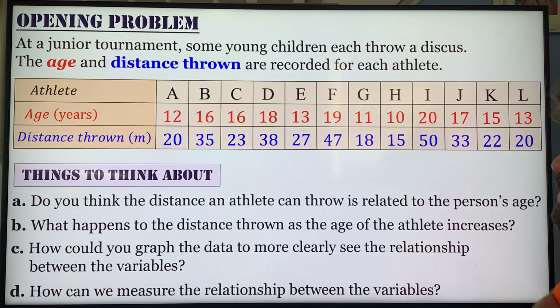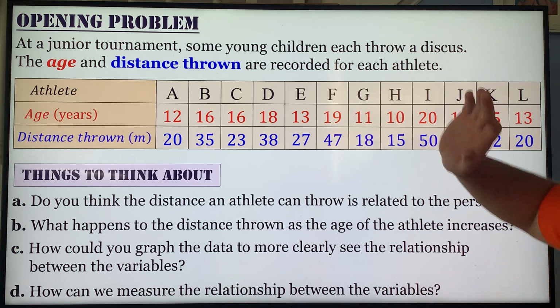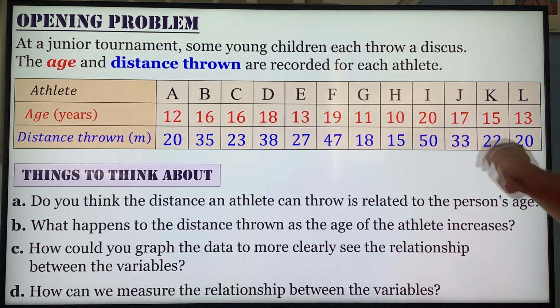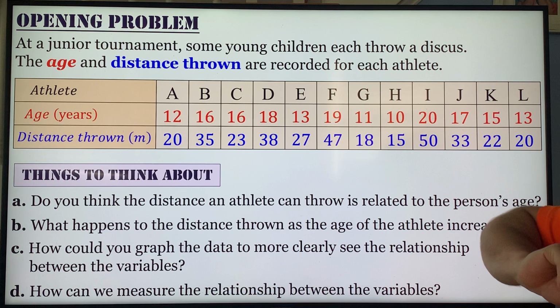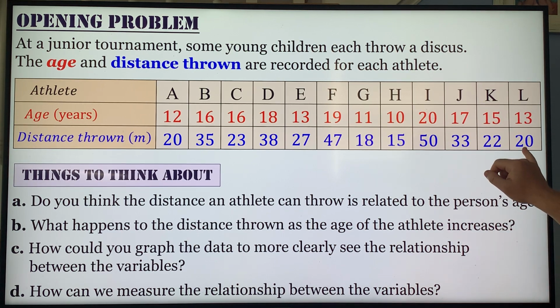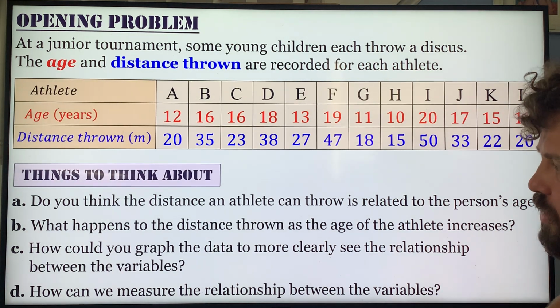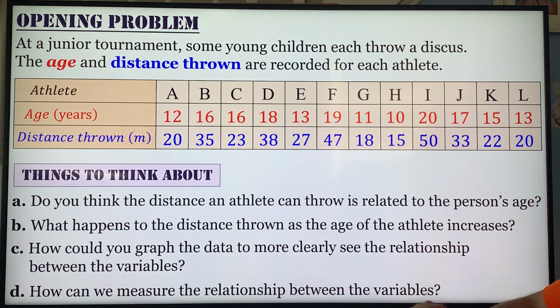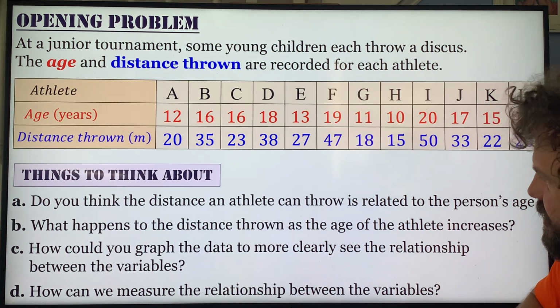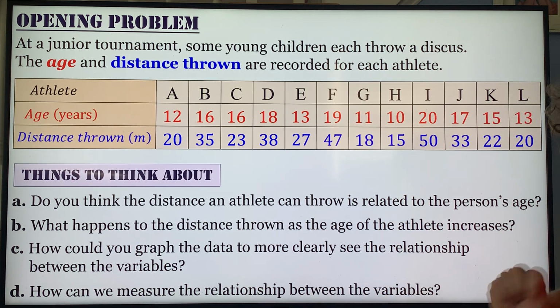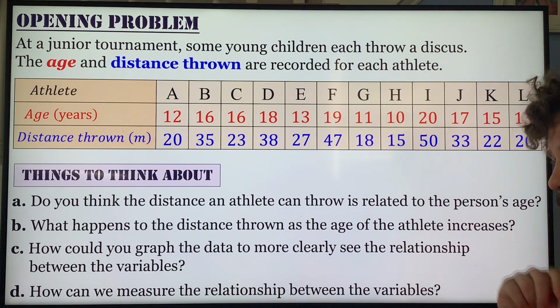It says, at a junior tournament, some children each throw a discus. The things shown are your ages, 12 to 20, and the distances thrown. So what are they thrown from? About 20 to, looks like 50 meters, okay? They're all recorded. So the things I want you to think about, and we're going to do this problem later. Do you think the distance an athlete can throw is related to that person's age? Okay, just think about that.